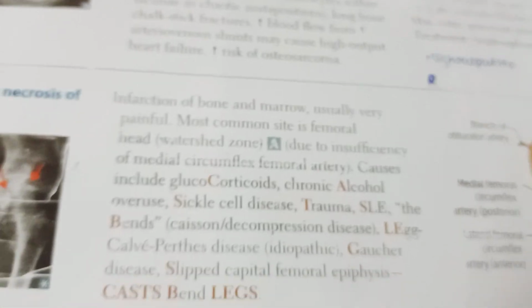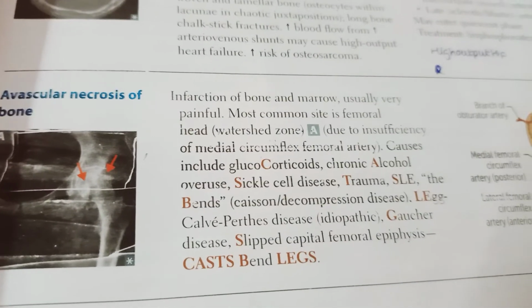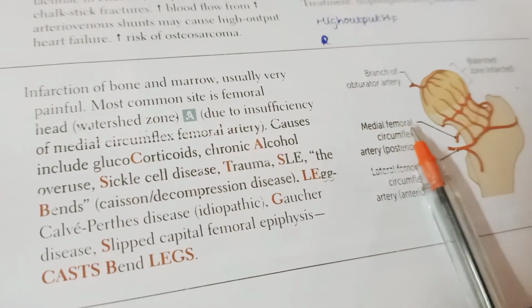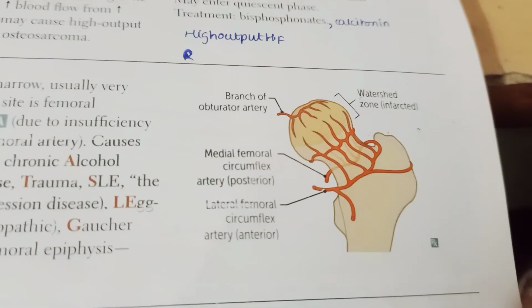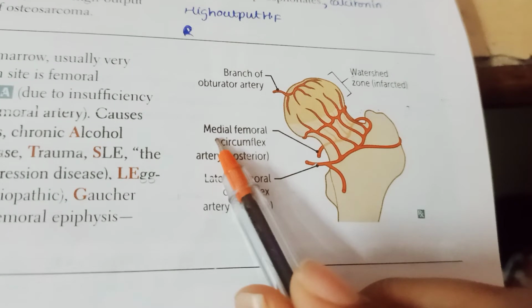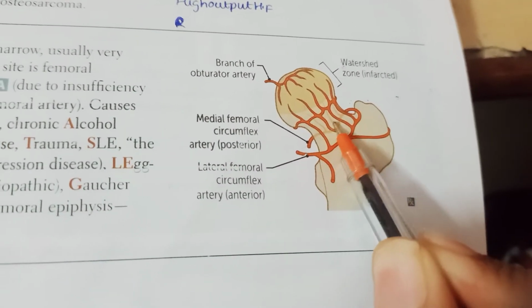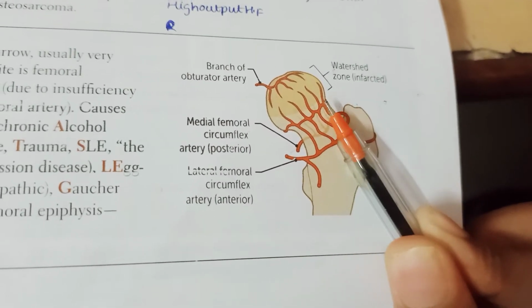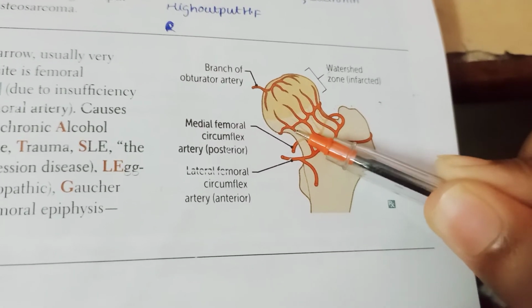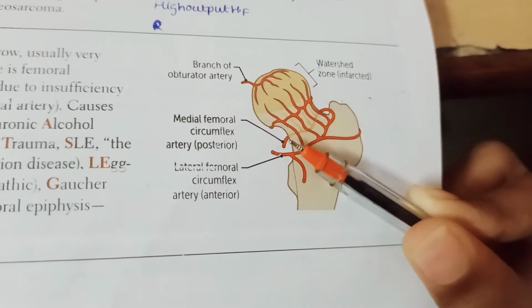So next let us discuss avascular necrosis. Actually what is avascular necrosis of bone? That is decreased blood supply to the bone, so it will undergo necrosis. Here the infarction is mainly caused by damage to the medial femoral circumflex artery. So this artery is destroyed, leading to avascular necrosis. It is most common in the femoral head, that is the watershed zone.